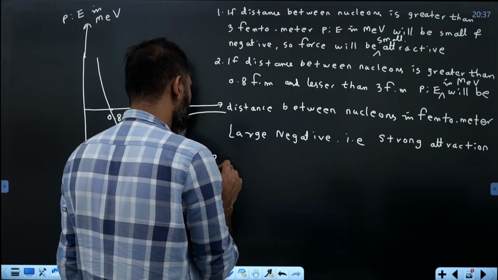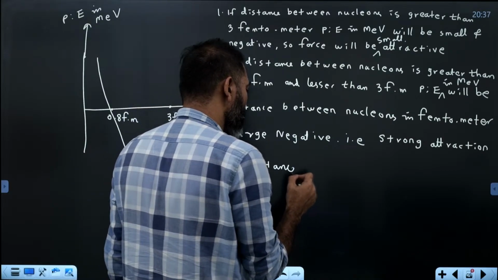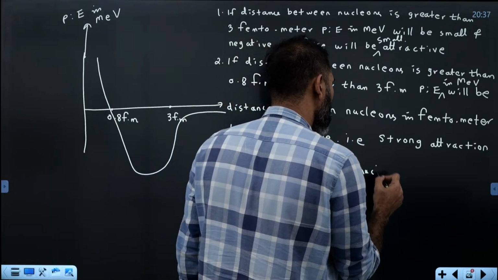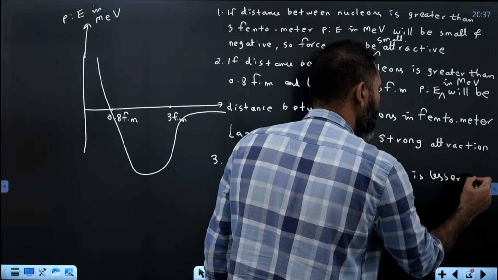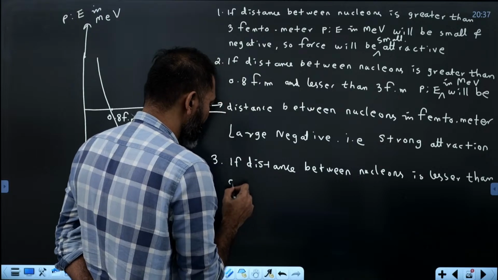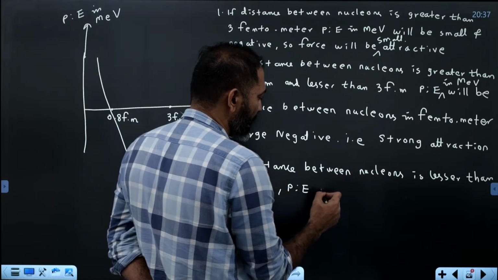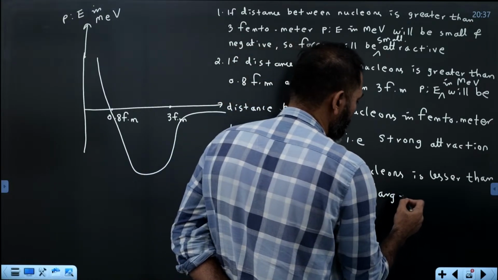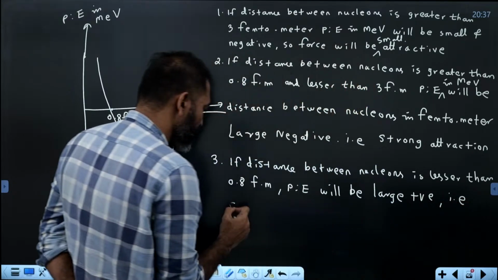Now third case, if the distance between nucleons is lesser than 0.8 femtometer, femto you know 10 raised to minus 15 meter, potential energy will be large positive, that is strong repulsion.